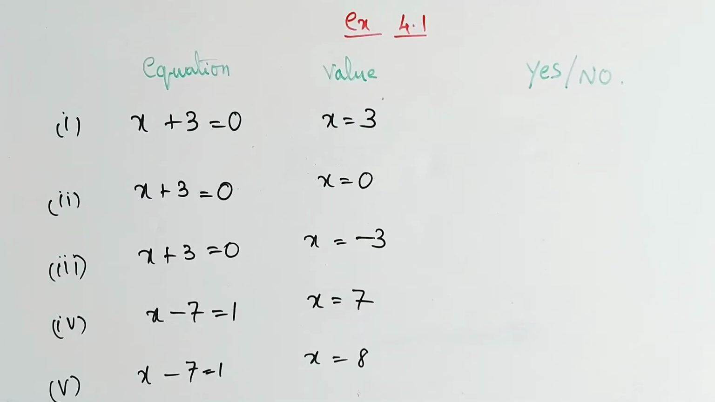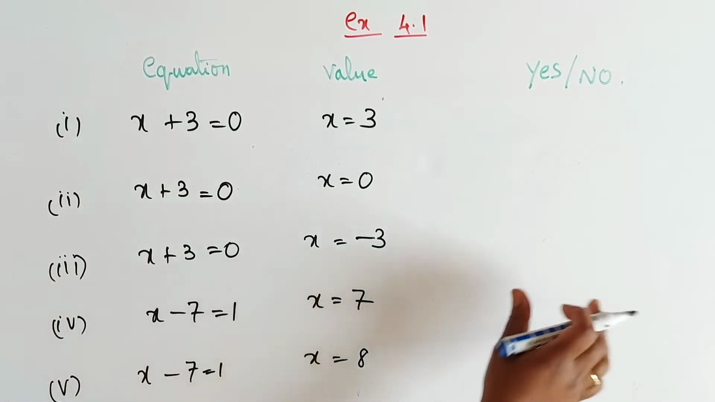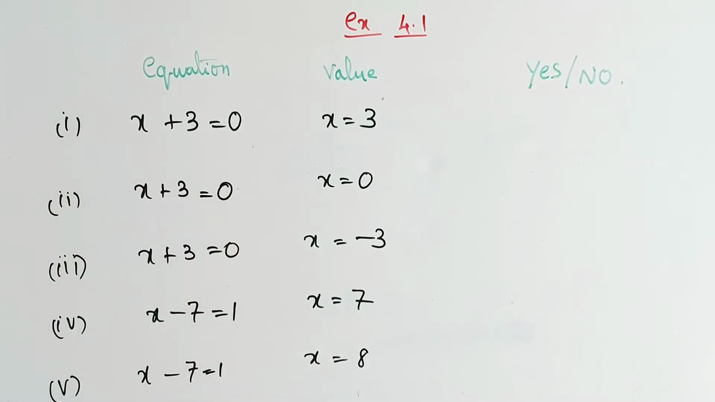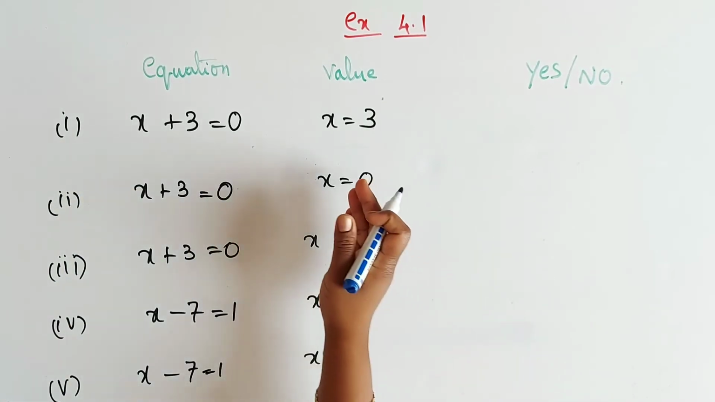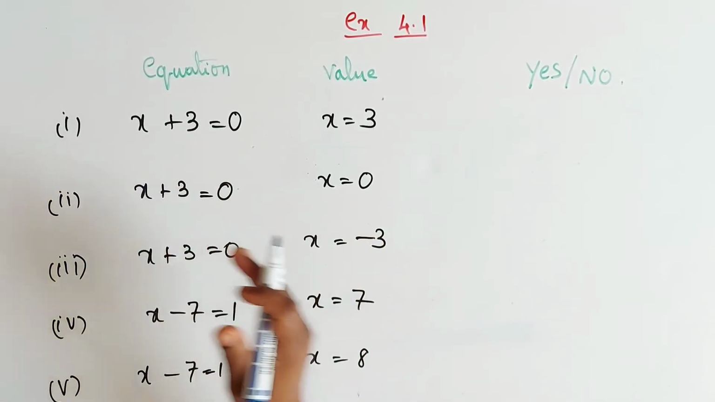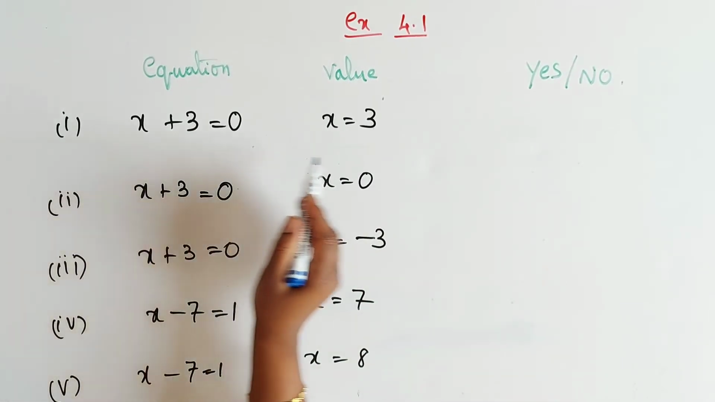Let us start exercise 4.1 children. First one, complete the last column of this table. Right children? Here they have given one equation and value. Now we have to check the value is satisfying this equation or not. If it is satisfying, we have to write S. If it is not satisfying, we have to write no. Let us see the first one. X plus 3 equal to 0.